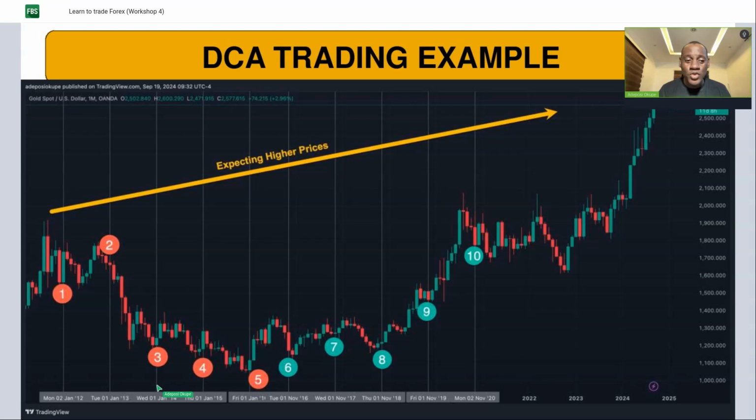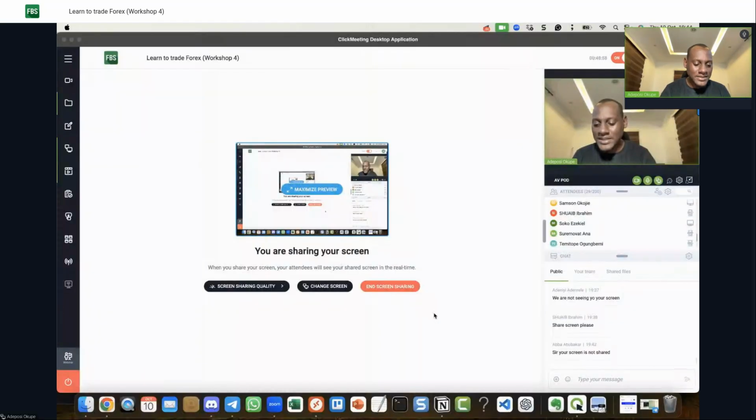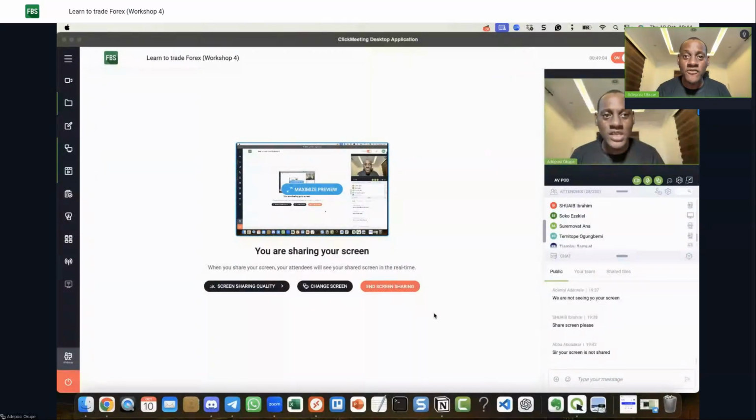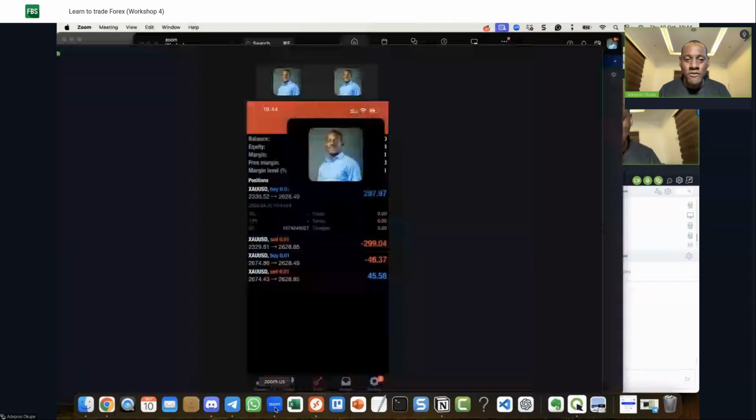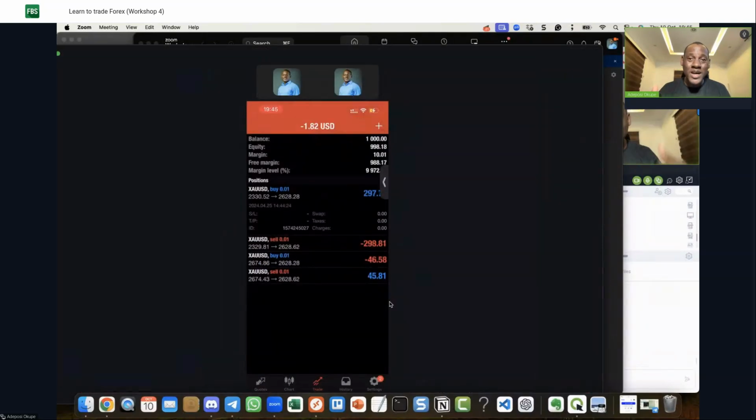Your broker is going to kill you with swap fees, some of you. Swap fees are the fees that are charged for holding a trade overnight. If you hold a trade past 12 midnight, most brokers will charge you a swap fee. It's a carryover fee. All right, so you have to actually be on the right type of broker that will allow you to dollar cost average without charging you.